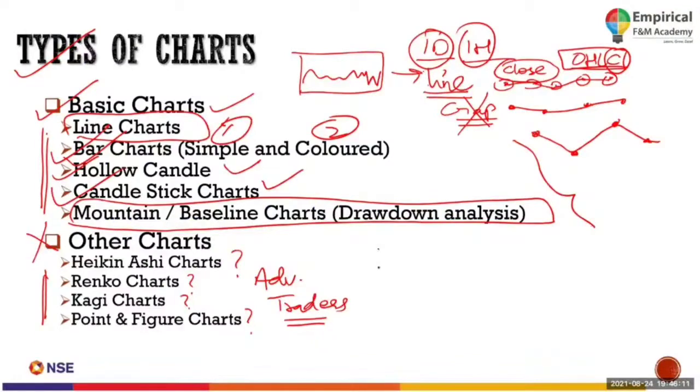Between the candlestick charts, we have one called the hollow candlestick chart, and another, the Japanese candlestick chart. Between them, I'm going to get into the details because that's important. Okay, the bar chart, I think, is a thing of the past.